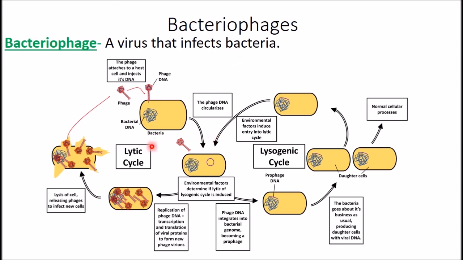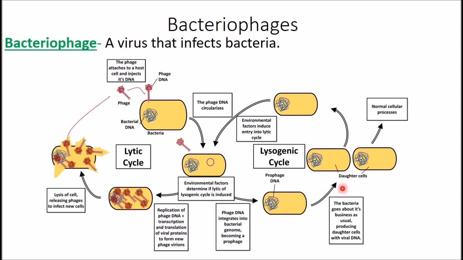If it's going to go through the lytic cycle, you're going to get replication of the phage DNA, and then the transcription and translation of viral proteins to form new phage virions, or just new viruses. Okay, you'll get enough, and they'll eventually lyse the cell, and then those new virions can go over and infect new cells. If it goes to the lysogenic cycle, what will happen is you'll get the incorporation of the phage DNA into the bacterial genome, and that is called the prophage now, or provirus.